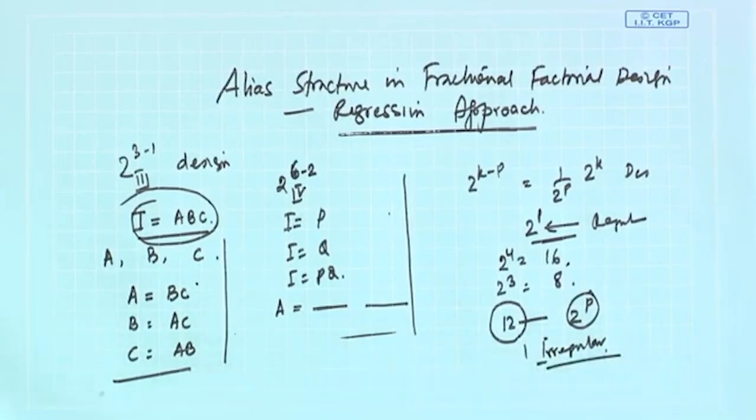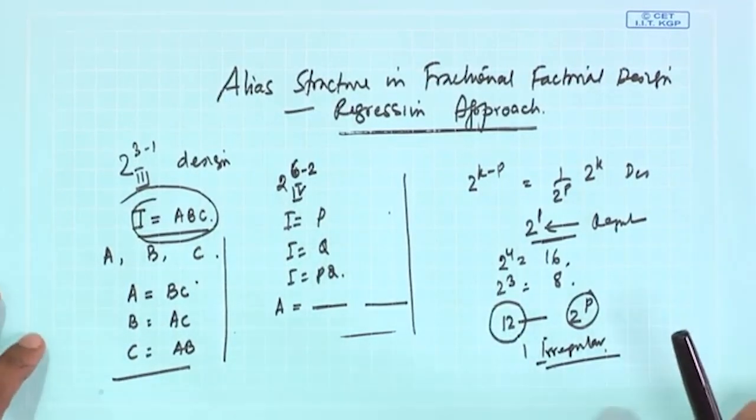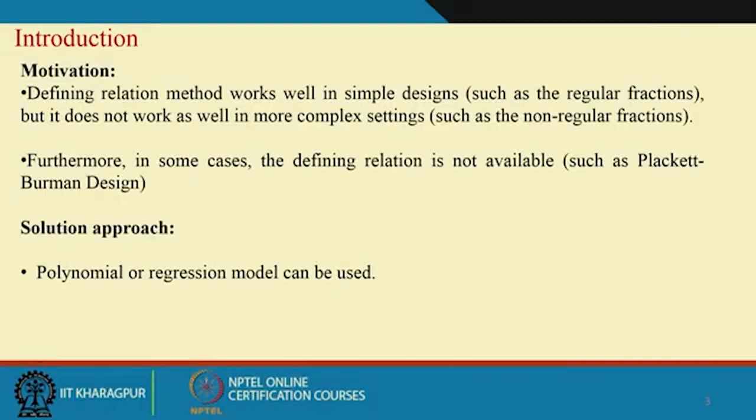So, under the irregular design case, the defining relationship will not work, and again in some cases the defining relationship is not available, like the Plackett-Burman design. So, under such situations, how do you find out the alias structure, or how do you estimate the parameters when you go for fractional factorial design, that is the discussion point now.